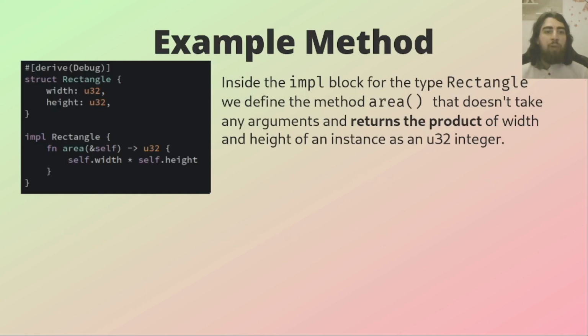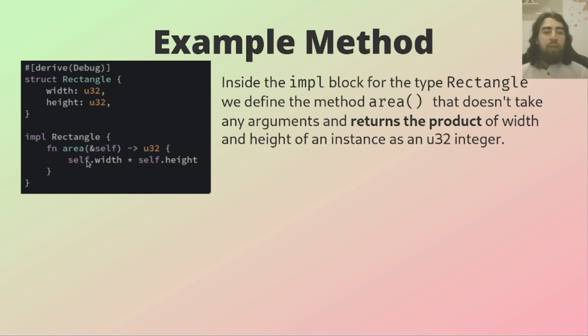Let's see an example. Over here we have the struct rectangle with 2 fields. And as you can see, we can then implement methods for this rectangle type using the impl keyword and the name of the type we want to implement the methods for. So then over here we can see that rectangle has a method called area. It takes as an argument a reference to self, and self stands for the name of the instance.